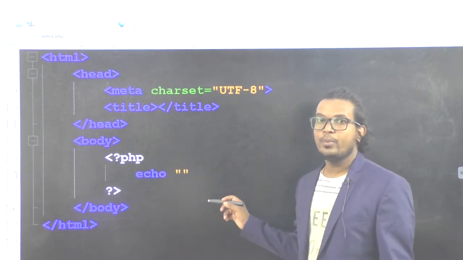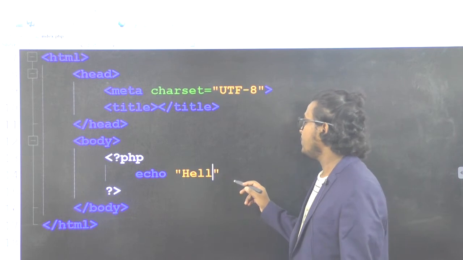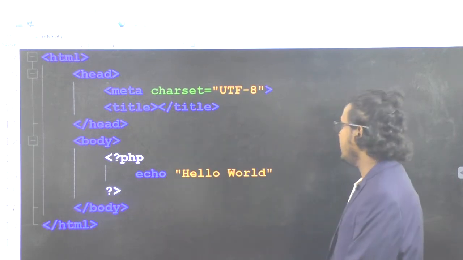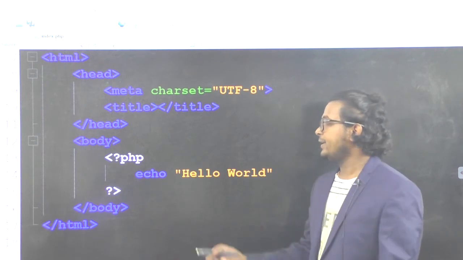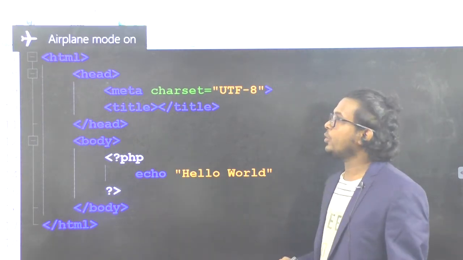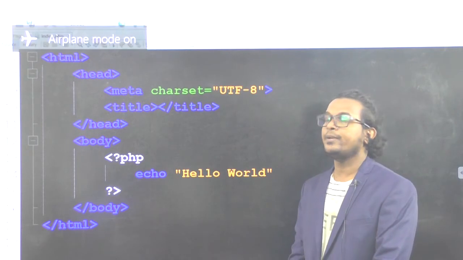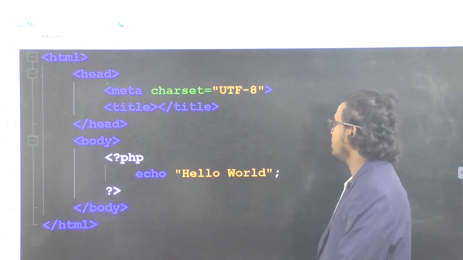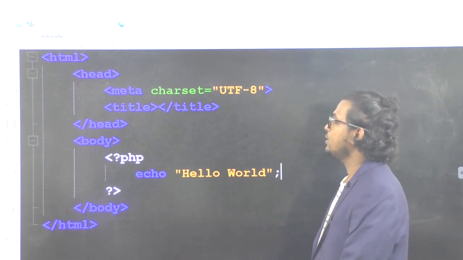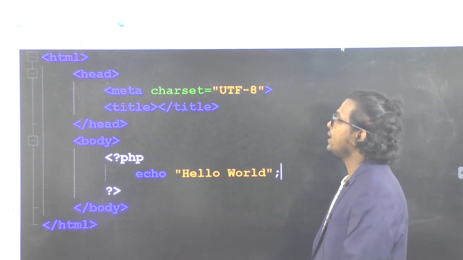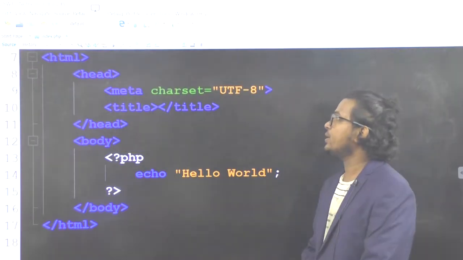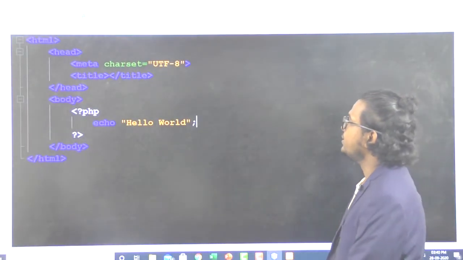I'm printing some information here. That is echo hello world. With echo I'm printing hello world. Each and every statement is terminated with a semicolon, so you write the semicolon here. Save your file and click on the run button. If you want, you can select the browser also here.